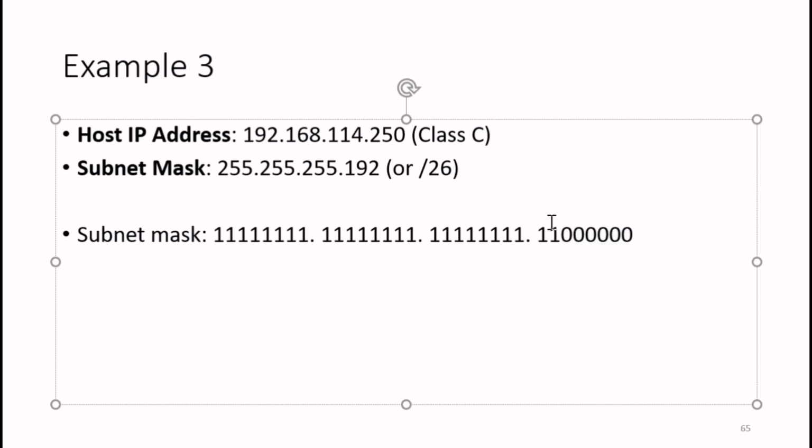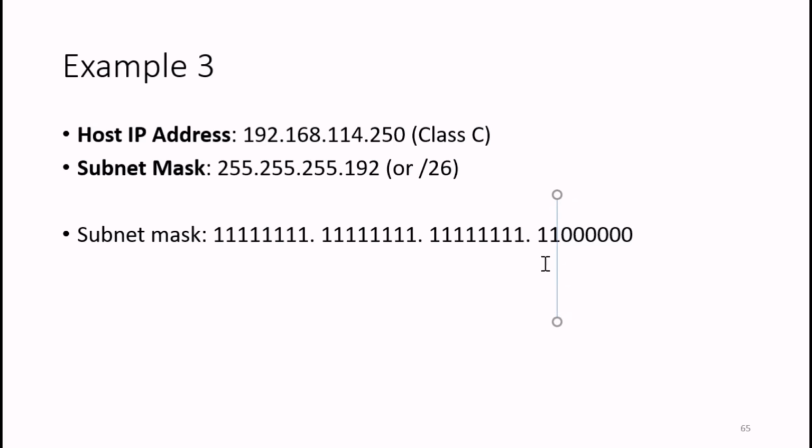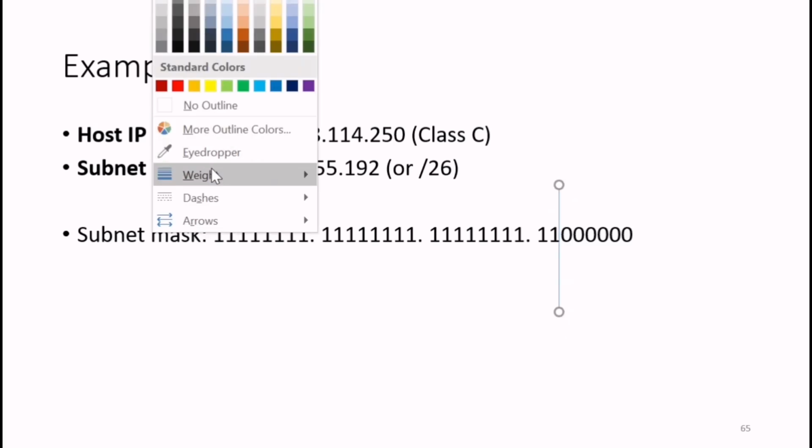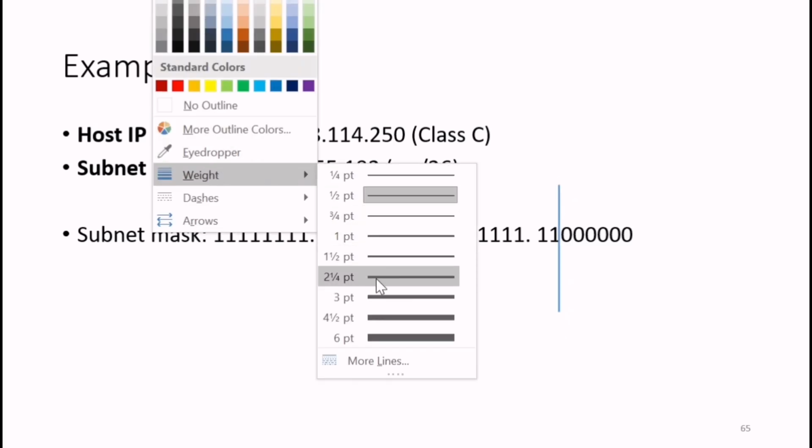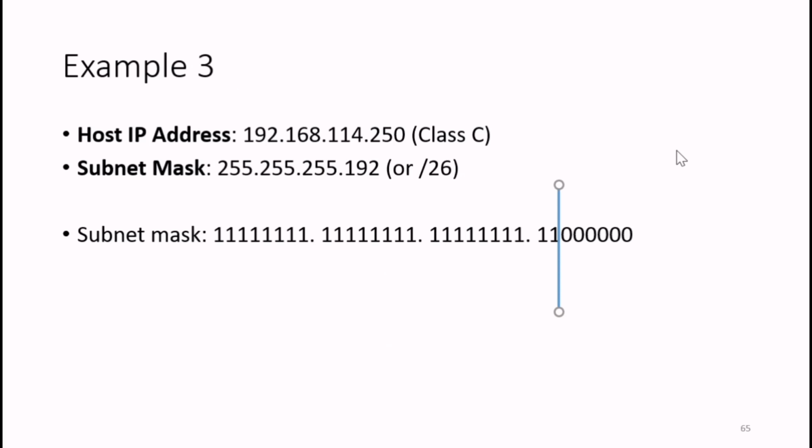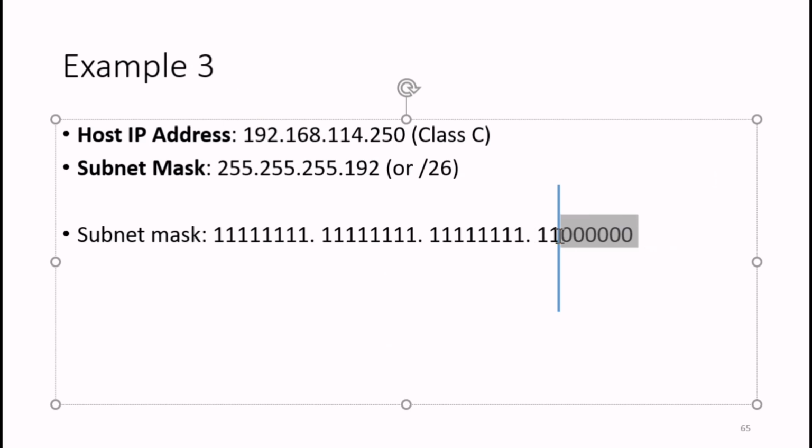So from here we know that we can create a small divide here, which is to identify the host range. We know that if it's 0 bit here, then this is the host range.